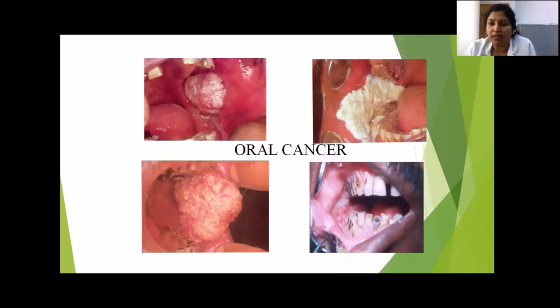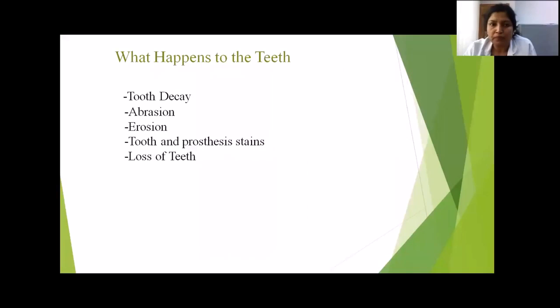And this is again a frank oral malignancy or cancer. This can be more of a proliferative type, where it extends out, or it could be an ulcerative, burrowing kind of lesion. And now next, what happens to the teeth because of chronic tobacco use? We have dental caries or tooth decay, wearing away of the tooth, that is abrasion, erosion, and staining of the teeth and loss of teeth.